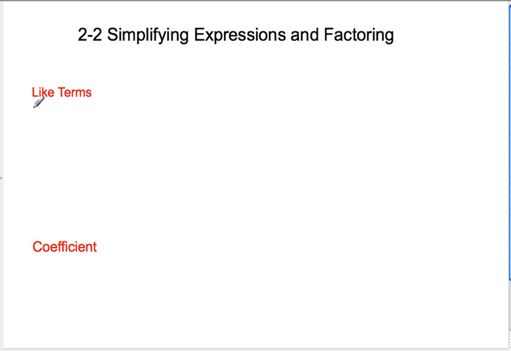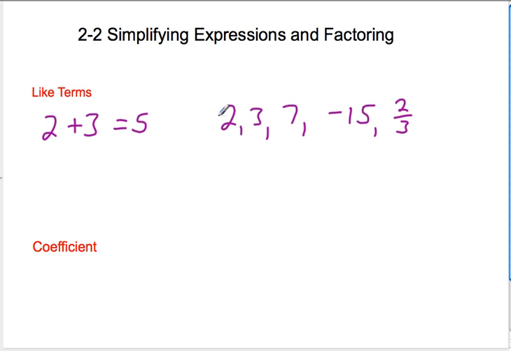A couple of vocabulary things that we need to know are like terms. Like terms are things that can be combined through addition and subtraction. So if I say 2 plus 3, that can be combined to be 5. So 2 and 3 are like terms. Other like terms that go with 2 and 3 are 7, -15, 2/3. All these things are like terms with each other.